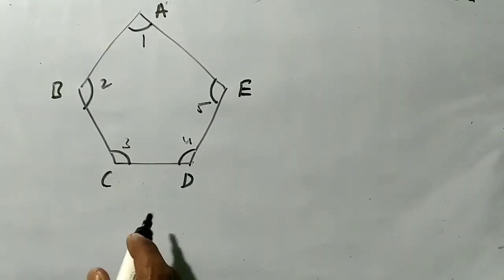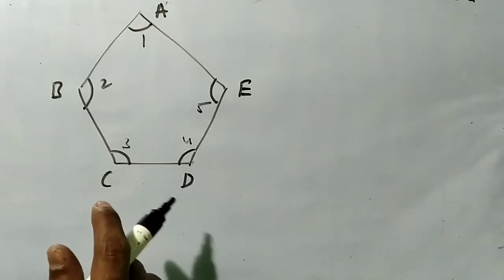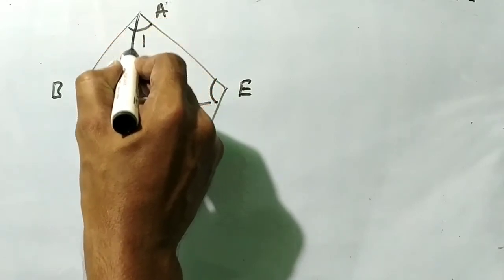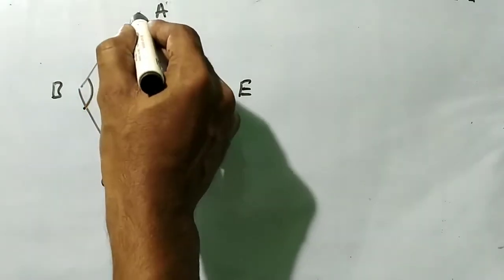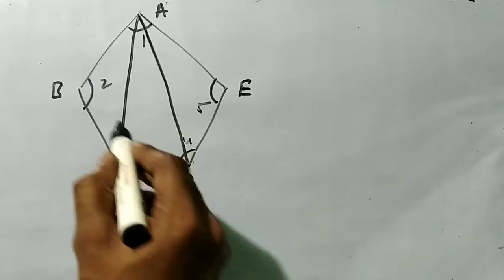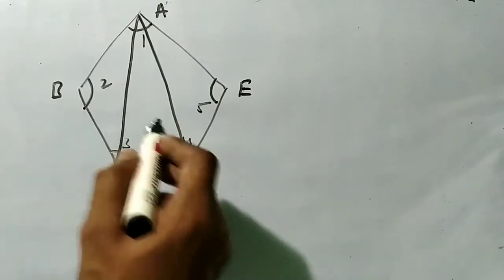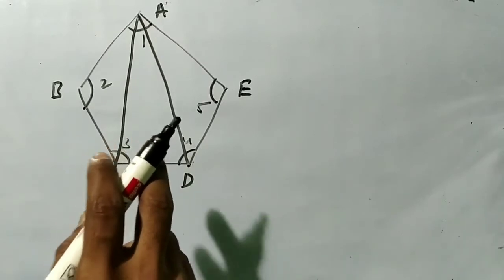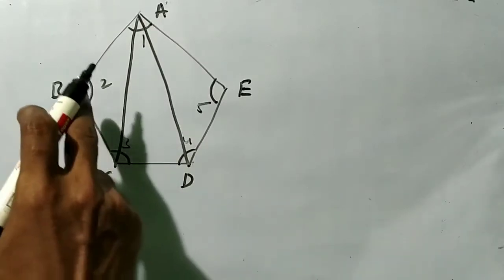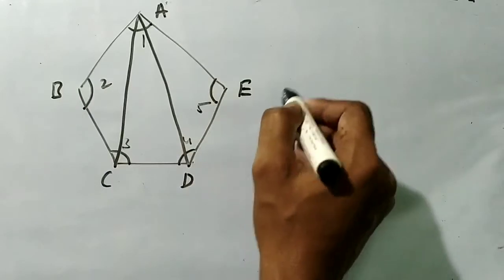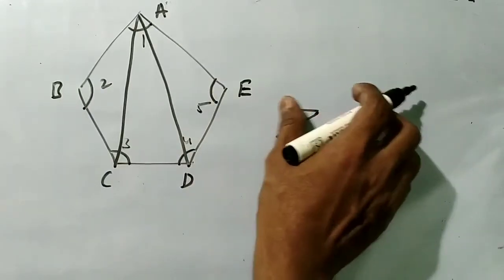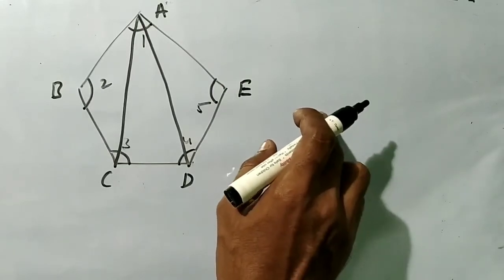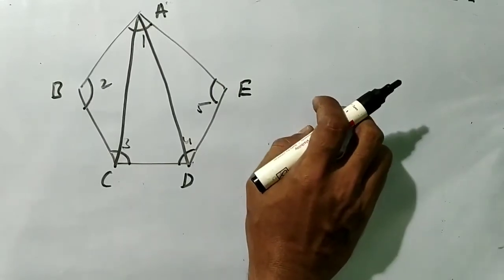If we join two lines at a common point, let us think here C, then three triangles are formed. So in a pentagon, if we join two lines at a common point, we can draw in this way also, in this way also. In any way, we have to join two lines at an end point or a common point.